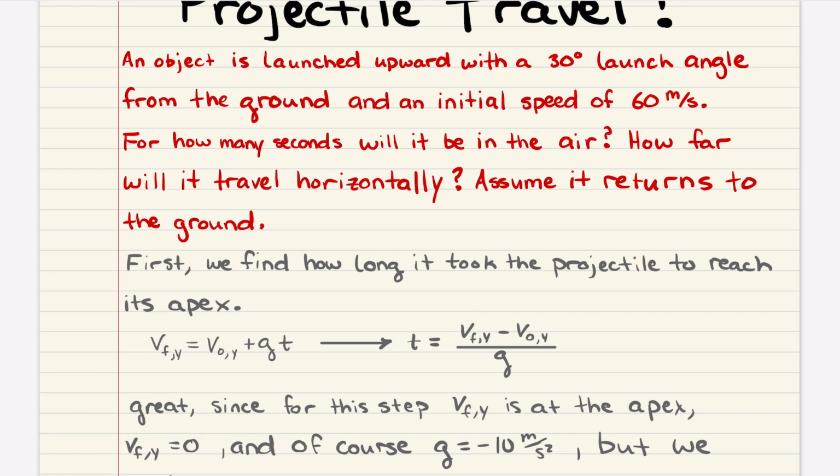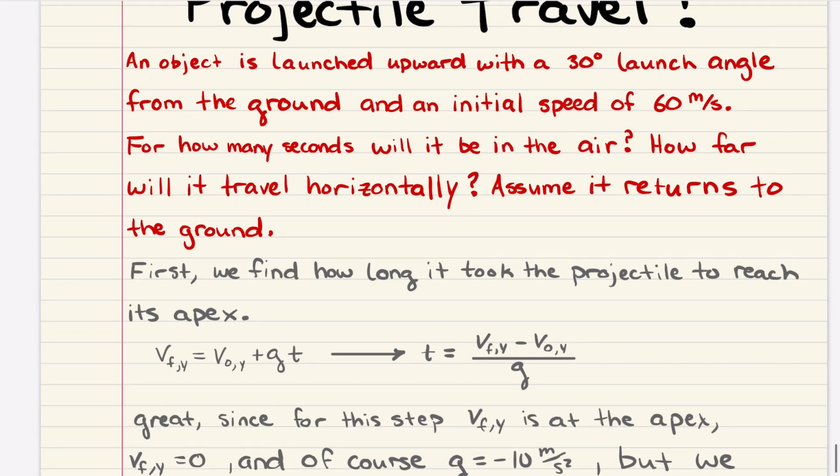The process here is finding out how long it took the projectile to reach its apex, because that's going to give us a lot of information about how long the projectile was in the air, and we need to find that time, because that's what it's asking for: how many seconds will it be in the air. Let me tell you something right now. The amount of time that it takes a projectile to reach its apex is the exact amount of time it takes to travel from its apex back to the ground, all right?